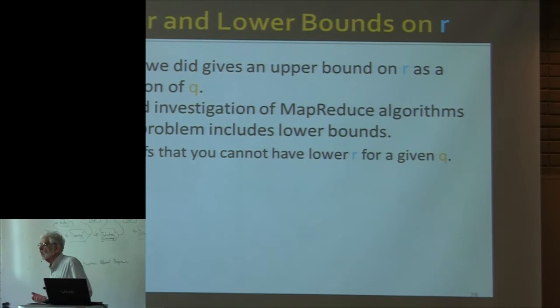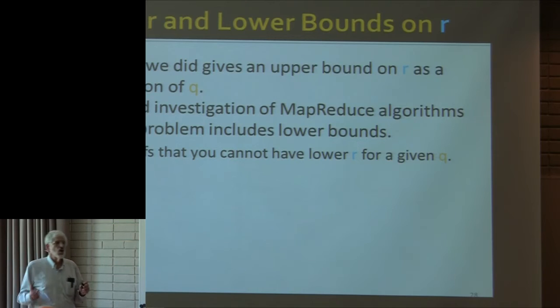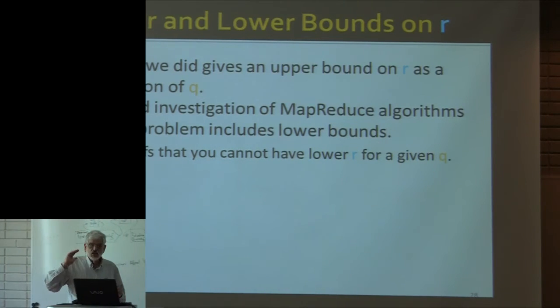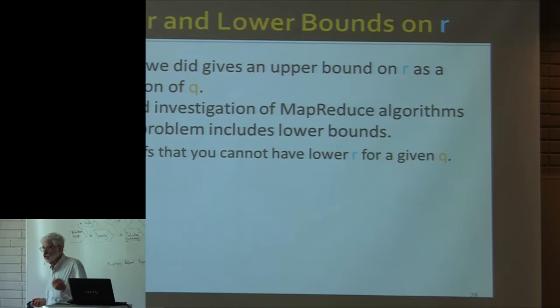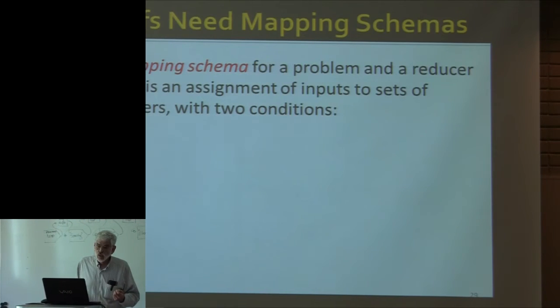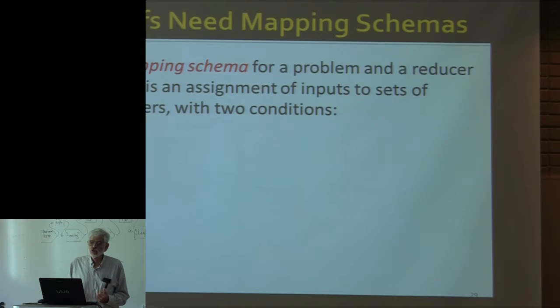Well, it turns out that's not true. In fact, you can get rid of the factor of 2. R does have to be at least D over Q, and I want to prove that to you. In the proof, I'm going to introduce this idea of a mapping schema and show how the existence of a mapping schema implies a lower bound on replication.